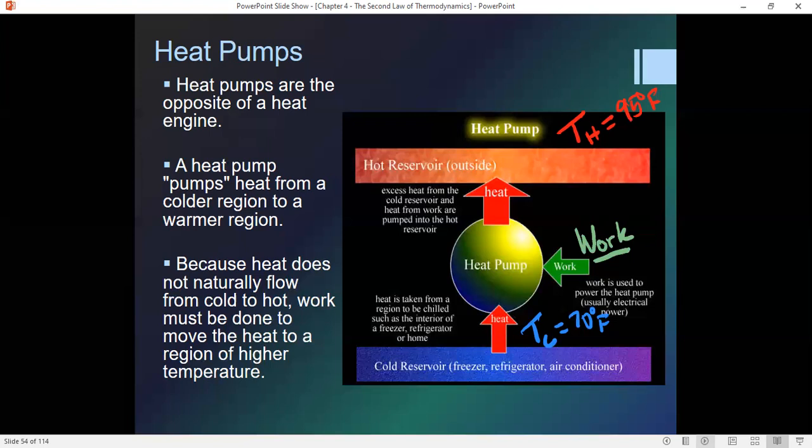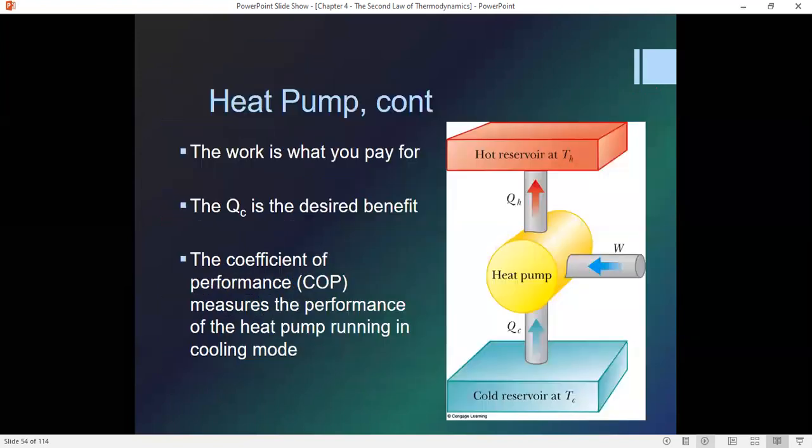Okay, so the water analogy is really good here. A heat engine, we're extracting work from the flow of water from a higher temperature to a lower temperature. A heat pump, just like a water pump can pump water uphill, we are pumping heat up to a higher temperature.